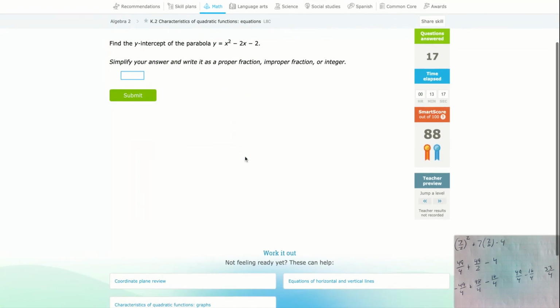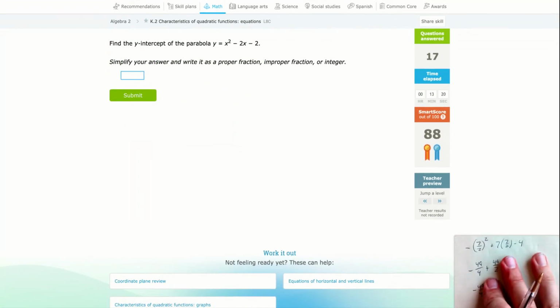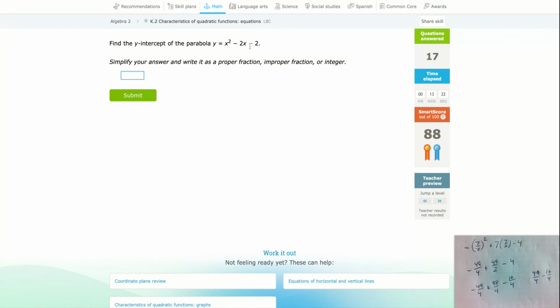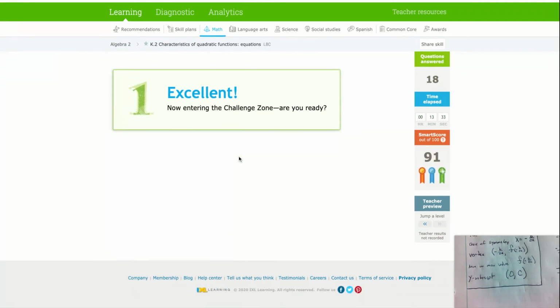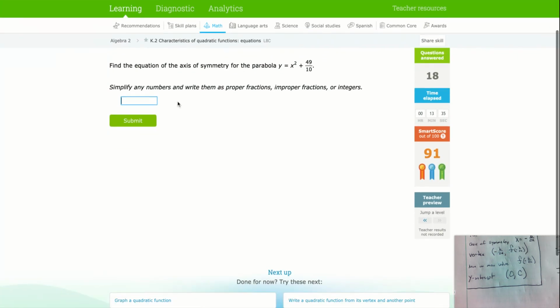Right, you got it. Okay, find the y-intercept of the parabola. It's in general form. I love the y-intercept in general form. The y-intercept is c. It's negative 2. Find the equation of the axis of symmetry. This is in vertex or transformational form because there's no b term. The axis of symmetry is x equals 0.